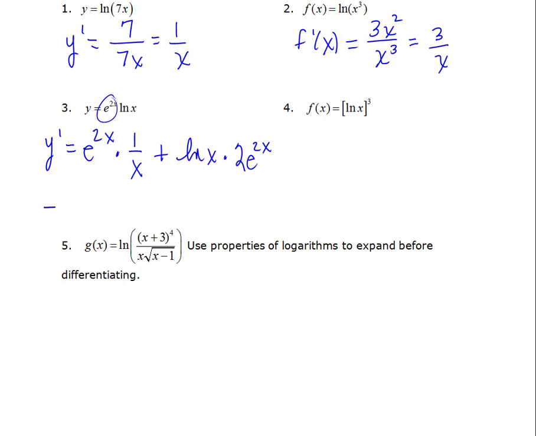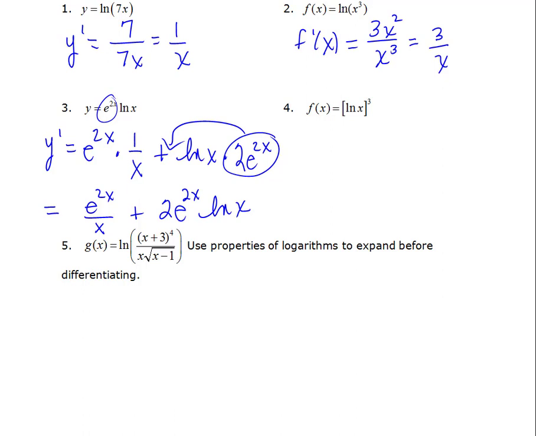Same thing, I want to tidy this up a little bit. I'm going to write this as e to the 2x over x plus 2e to the 2x times the natural log of x. I'm going to leave that as the answer. The reason why I often bring that expression in front is so that it doesn't get confused with the natural log of x.